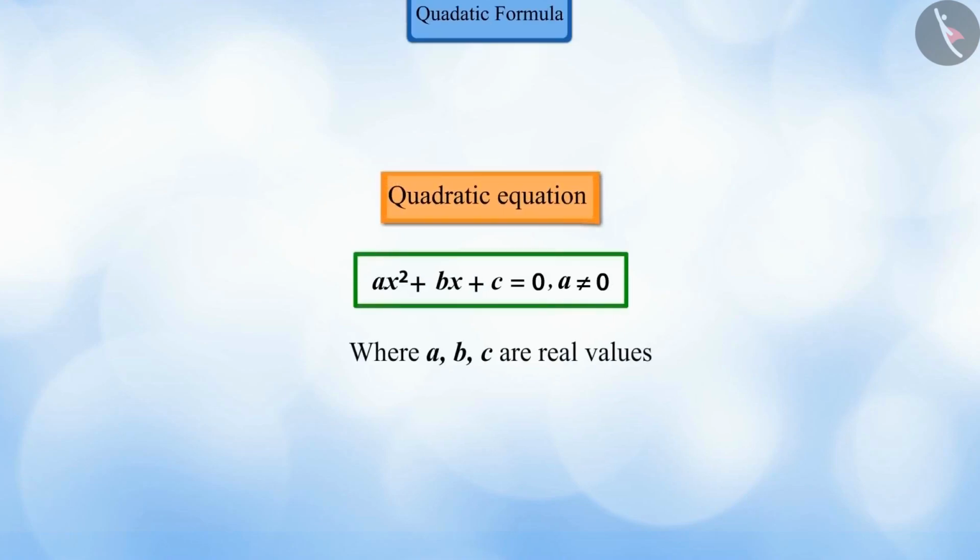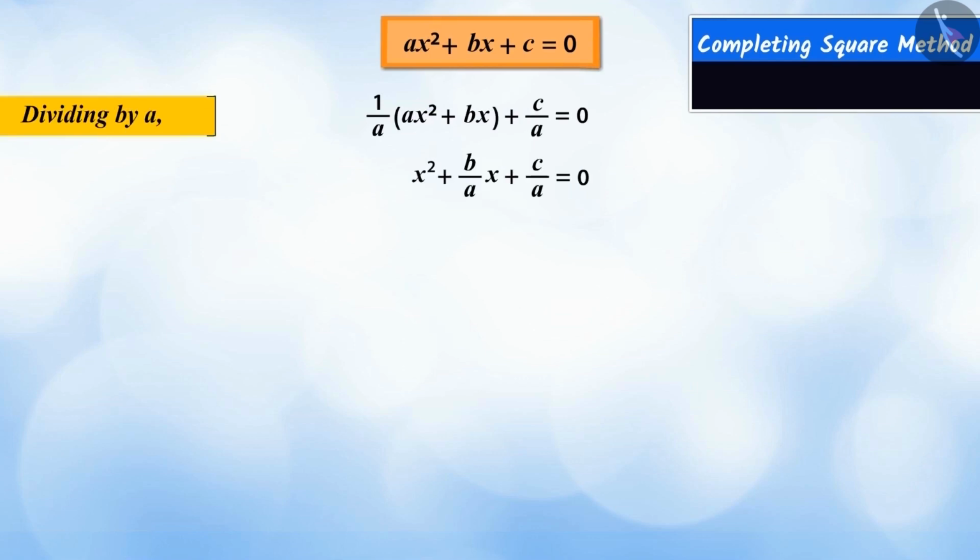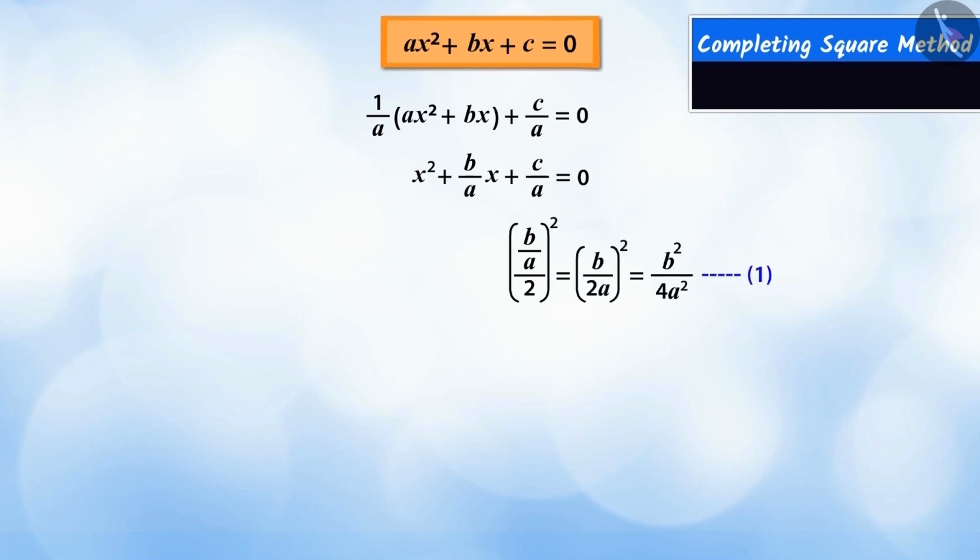We know that this is a general form of the quadratic equation. To solve this equation by completing the square method, first, we divide the equation by a to make the coefficient of x to the power 2 as 1. Then, to make a perfect square, we halve the coefficient of x and raise it to the power 2. We will add and subtract the value obtained in the equation so that the equation is balanced. This is equation 2.